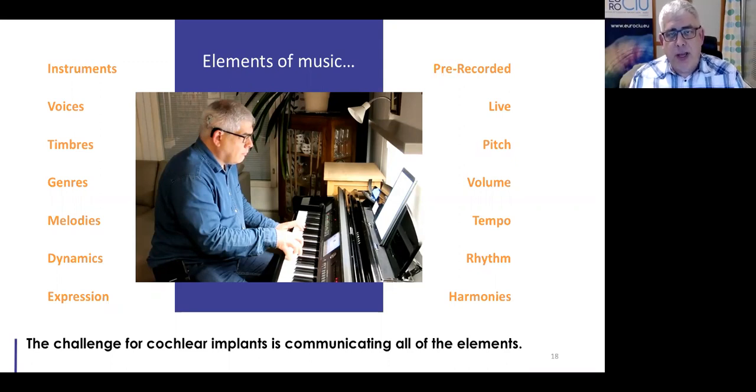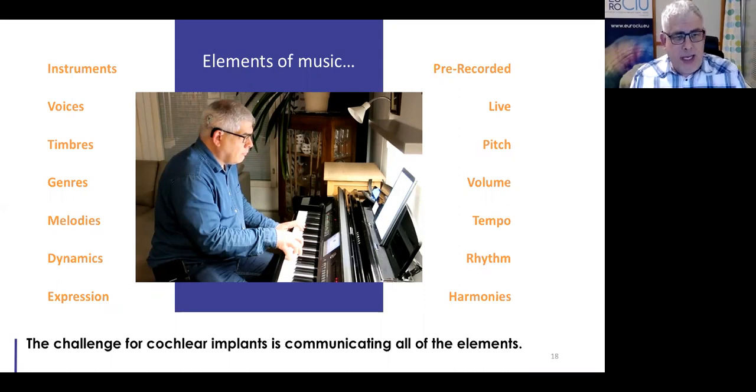Many users experience tinnitus, including me, which may be exacerbated by listening to music or get in the way of hearing music, rather like having a sheet of frosted glass would interfere with your view of the Mona Lisa.